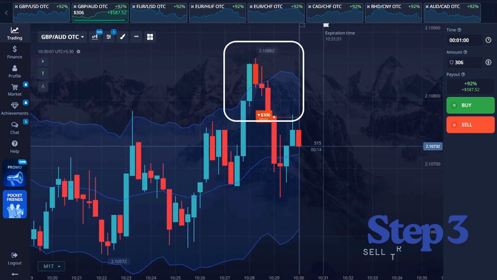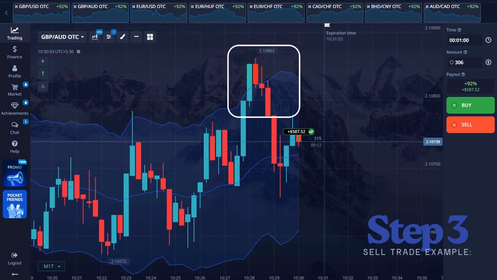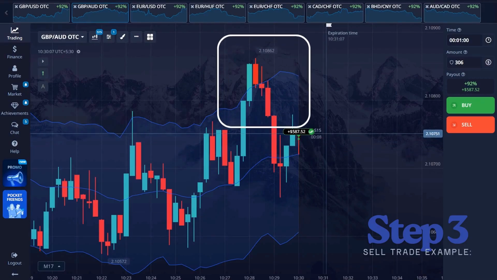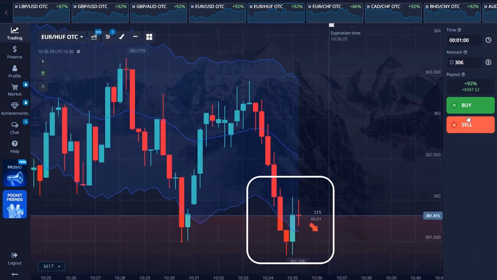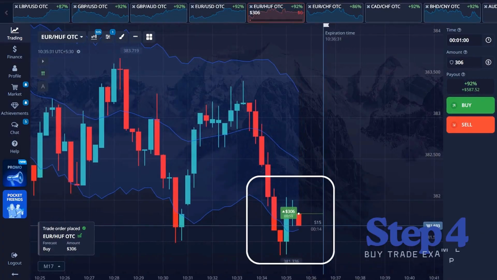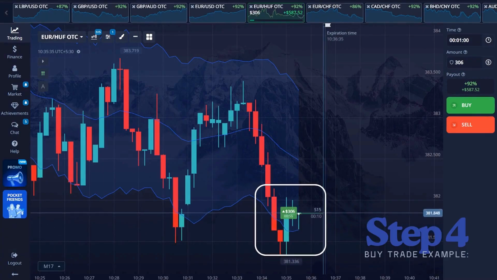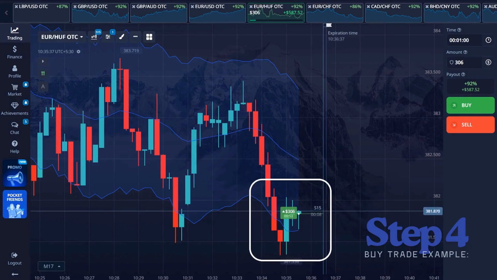Step 3. Sell trade example. Price closes above the upper band. Next candle drops back inside. Enter a 1-minute expiry sell trade. Step 4. Buy trade example. Price closes below the lower band. Next candle pushes back inside. Enter a 1-minute expiry buy trade.